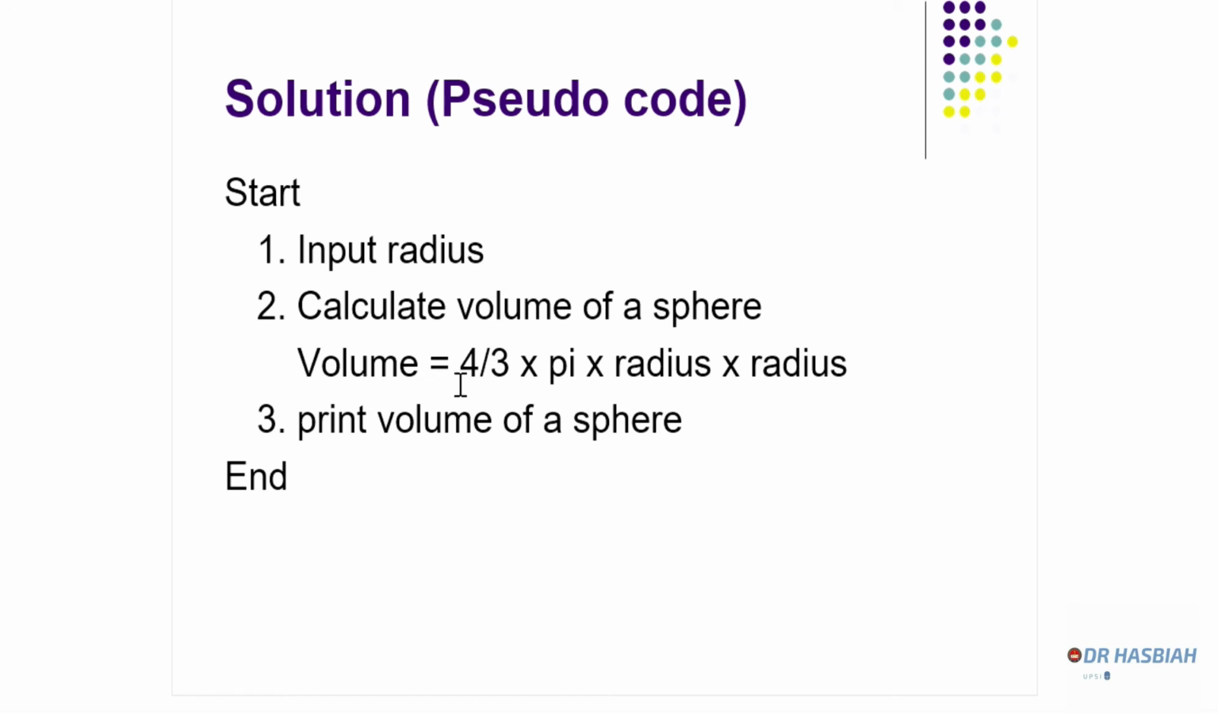Pi is given already, 3.12. You input the radius, then you get the volume here. And then after that, the output, print volume of a sphere. So this is input, process, and then this is output. So this is the pseudocode of our problem just now. You have to use the words start and end here.